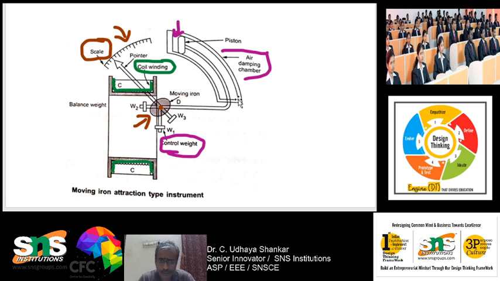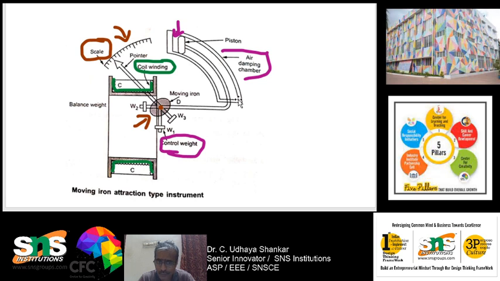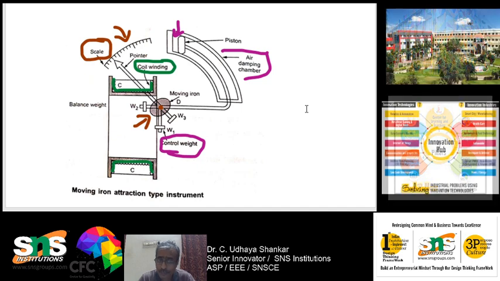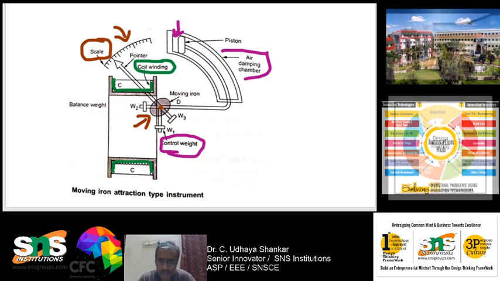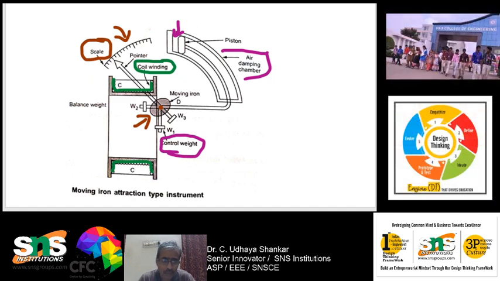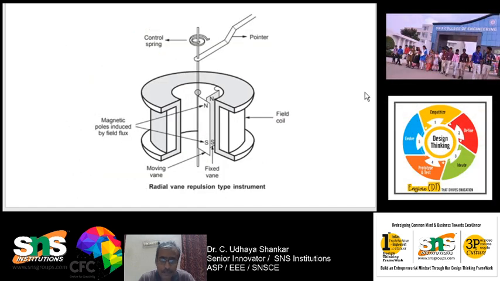So, when the current to be measured flows through the coil, a magnetic field is produced which attracts the moving iron towards it, and because of which the pointer moves. The control torque is provided by the springs, and the damping torque is provided by the air friction, so the pointer settles to a certain value. Next we will move on to the working of the repulsion type.